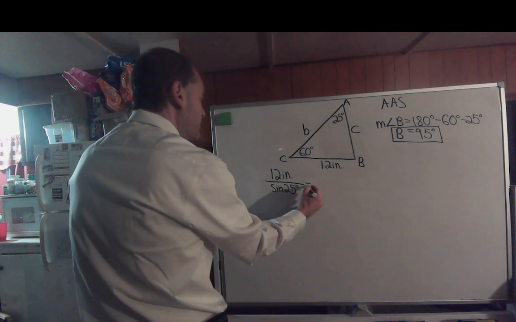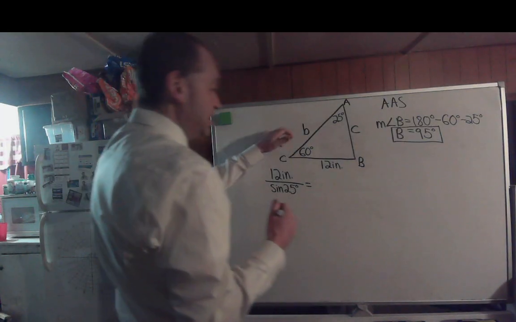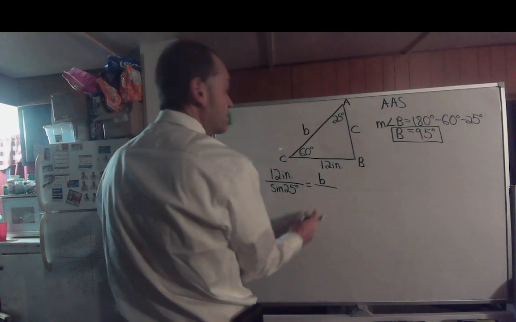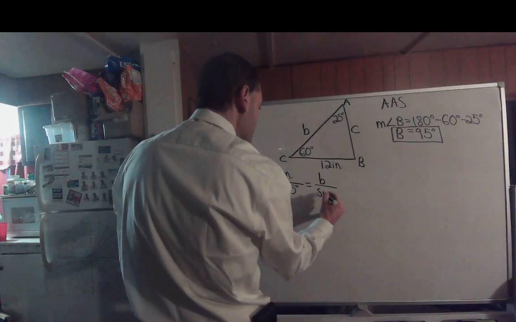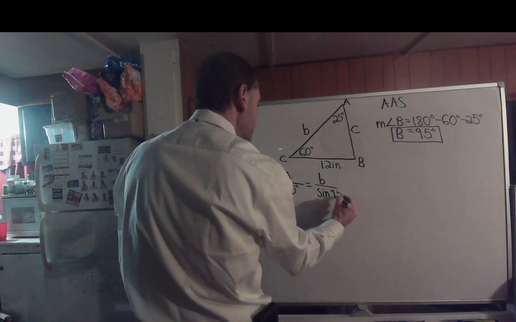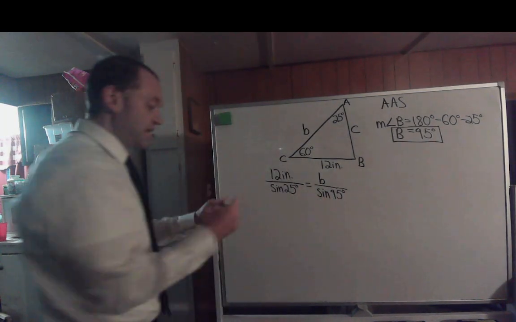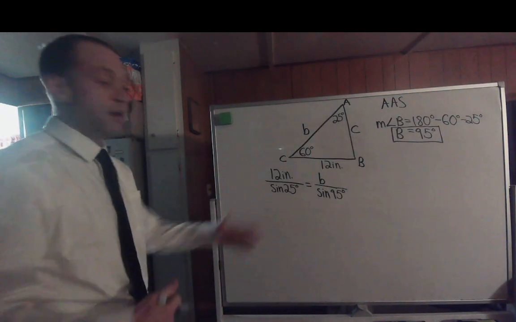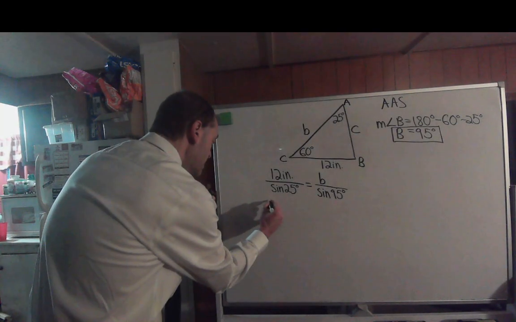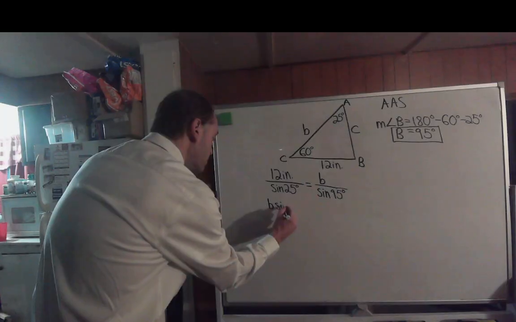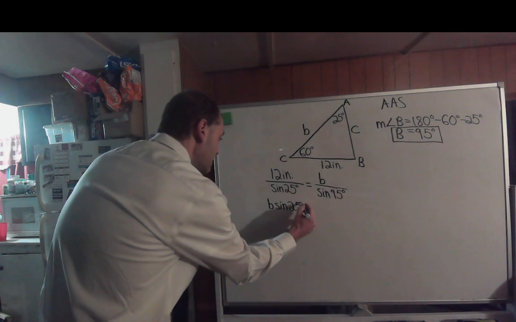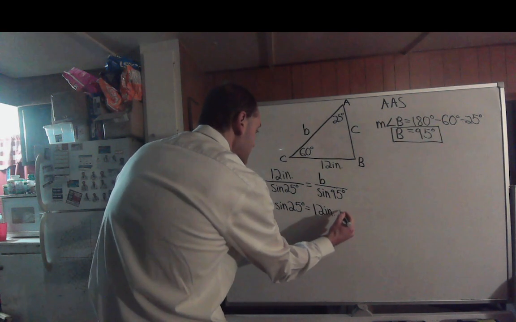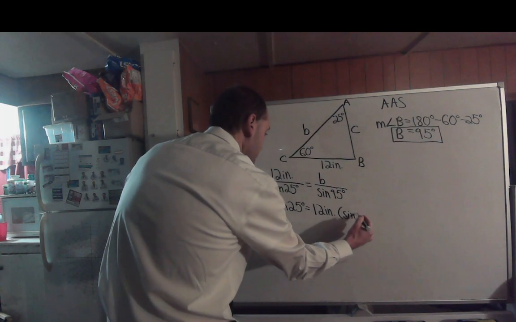Now, we want to find side B, so that means we're going to set this equal to side B over the sine of that angle B we just found, which is the sine of 95 degrees. So this is how you use the law of sines to set up your proportions to solve for missing sides. Now we just cross multiply. You would end up getting that B sine of 25 degrees is equal to 12 inches times the sine of 95 degrees.